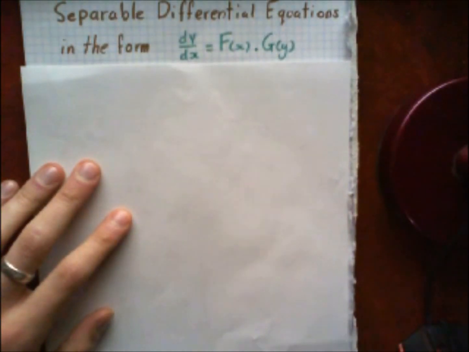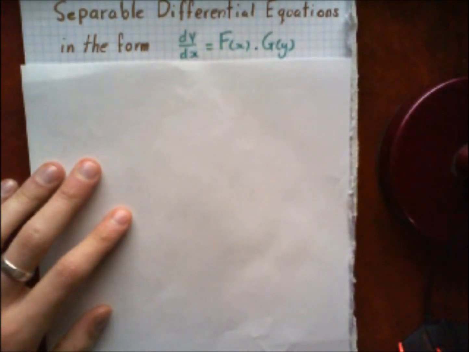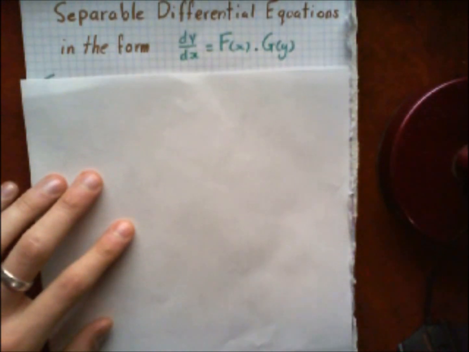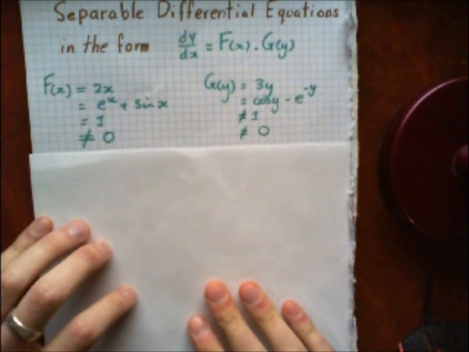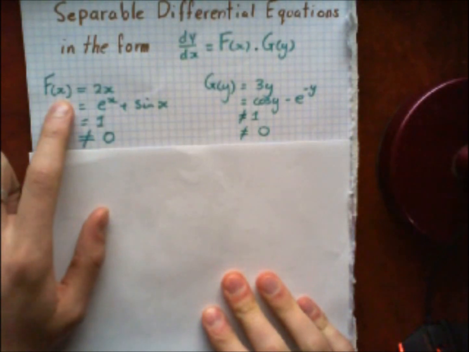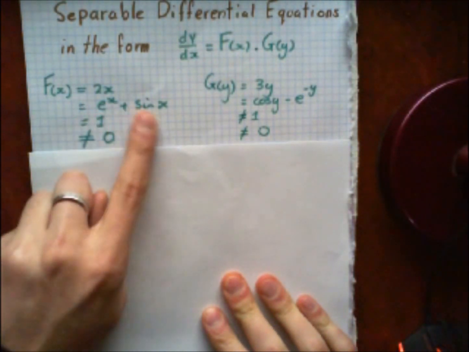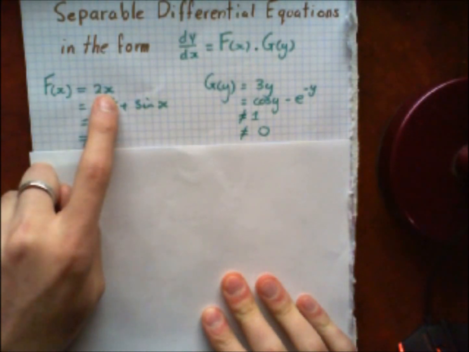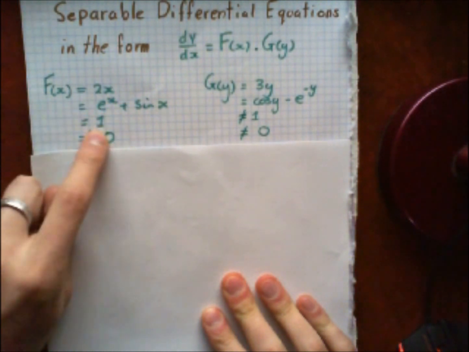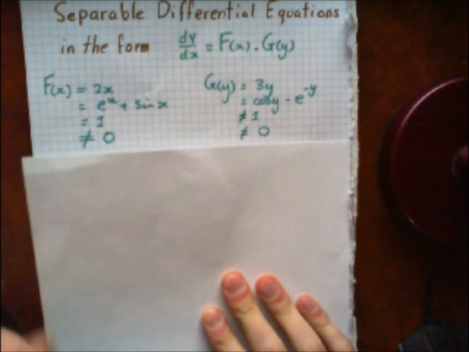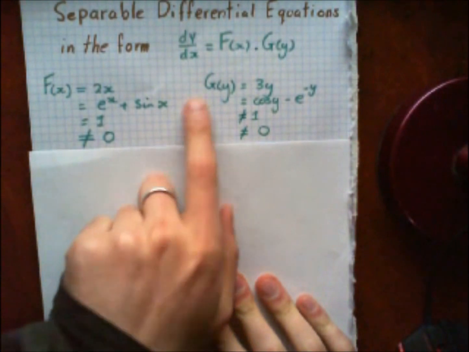How to solve basic separable differential equations in the form of dy by dx is equal to a function of x times another function of y. Now before I explain how to solve these equations, I want to make it clear that by function of x, I mean any function of x, where f of x can have x's in there, or it could just be a constant such as 1, 2, 3, etc.